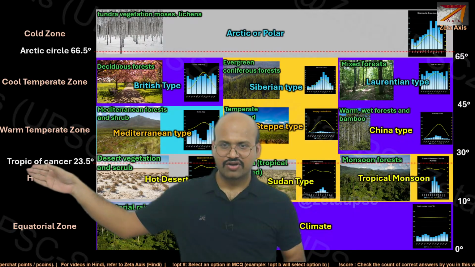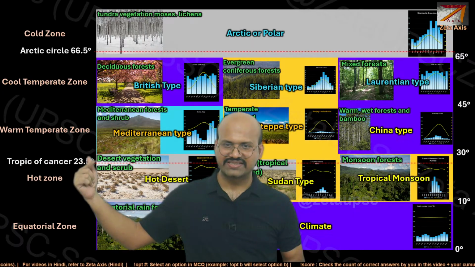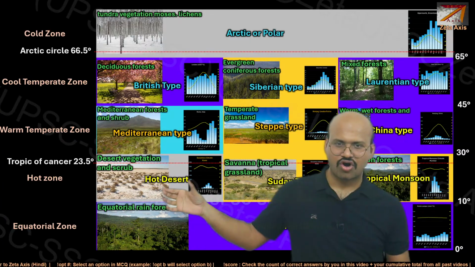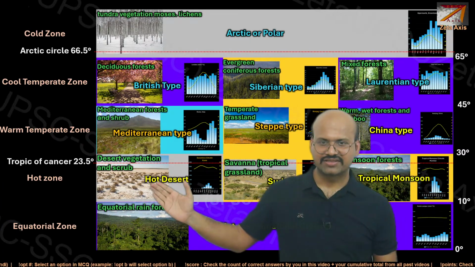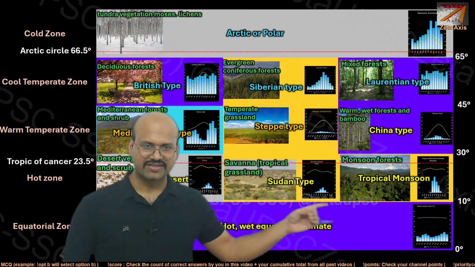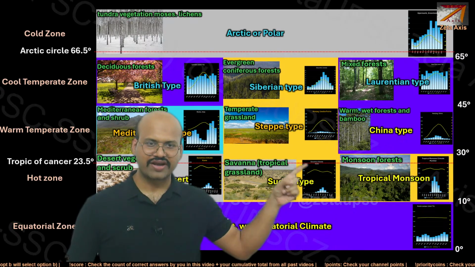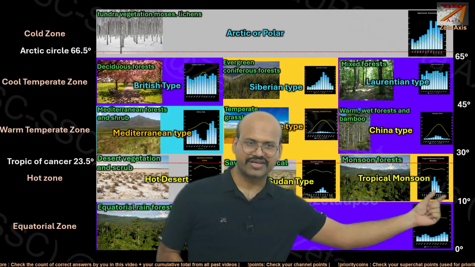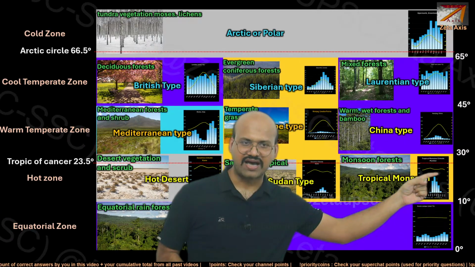In the hot zone, that is just below the Tropic of Cancer, that is 23.5 degree, you will see there is hot desert climate, and this is on the western side of the continents. Then we have the savanna type climate, and this is the pattern of rainfall and temperature. And then we have the tropical monsoon. We can see that the rainfall is concentrated in few months, temperature is higher.